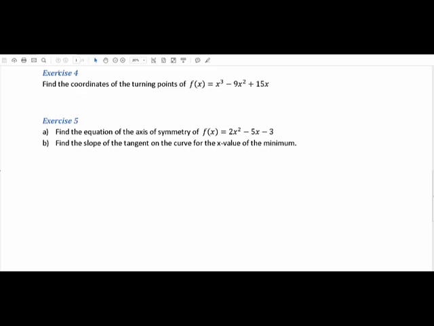Exercise 4. Find the coordinates of the turning points of the function f of x. So we don't have a calculator, so we understand that there are two turning points. This is an x cubed type of curve, so this looks probably something like this. Okay, so it has two turning points.